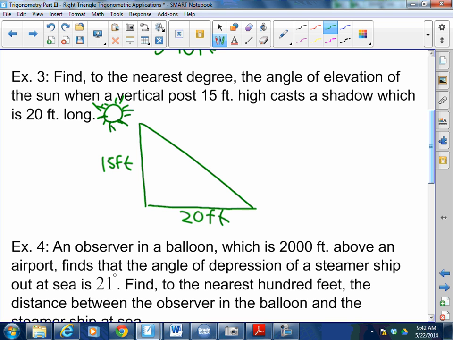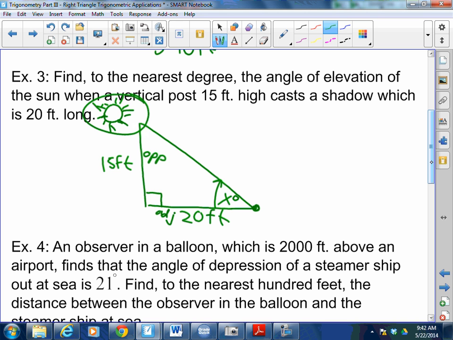I can connect these two dots, making a hypotenuse. I want to find the angle of elevation, okay? So we're looking from here, I'm looking up to catch this sun, so that's my x degrees or theta. From my x degrees or theta, what is the side 15 called? From the angle theta, what is my 20 feet called?